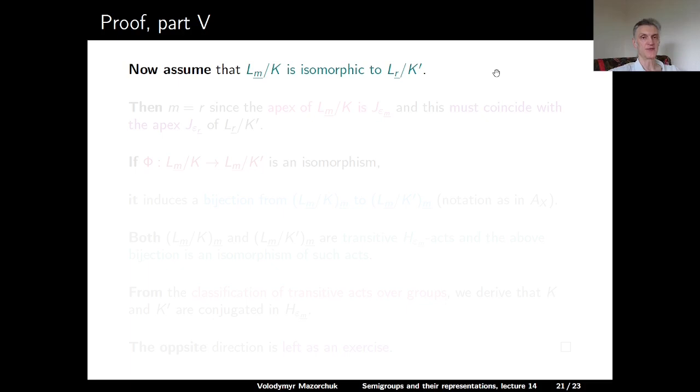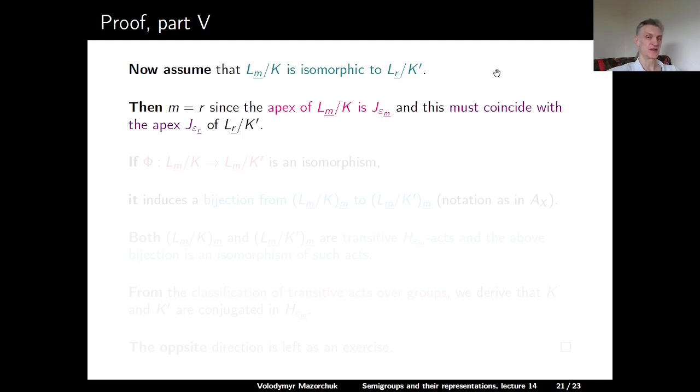In the last part of the theorem, we need to compare when Lm underlined modulo K can be isomorphic to Lr underlined modulo K prime. So if they are isomorphic, then M should be equal to R, because the apex of the former act is a J class of epsilon m underlined, while the apex of the latter act is a J class of epsilon r underlined. Okay, so M is equal to R, and now let phi be an isomorphism from Lm underlined modulo K to Lm underlined modulo K prime.